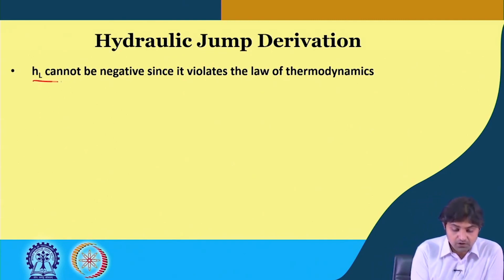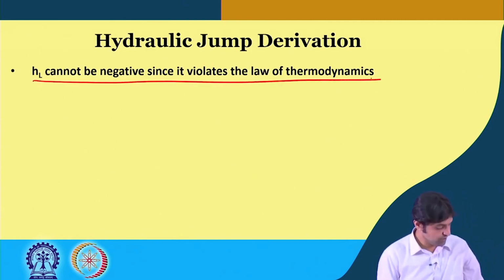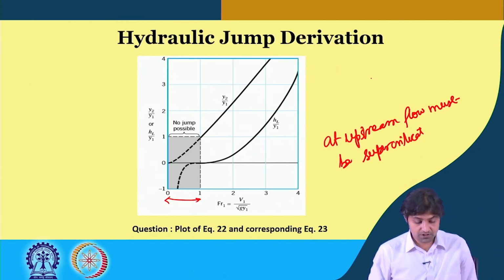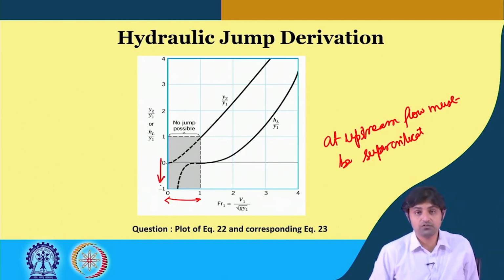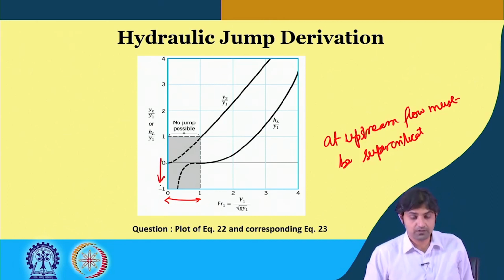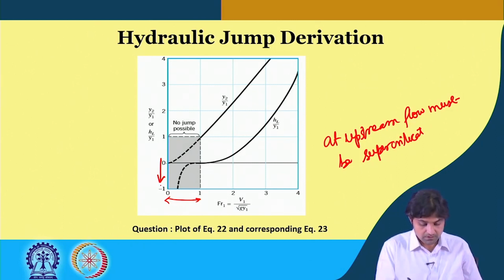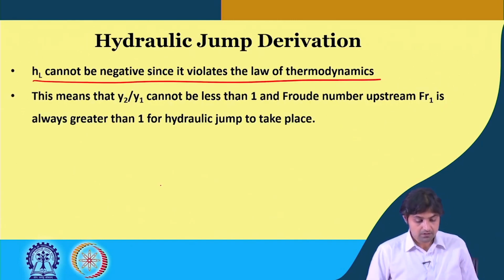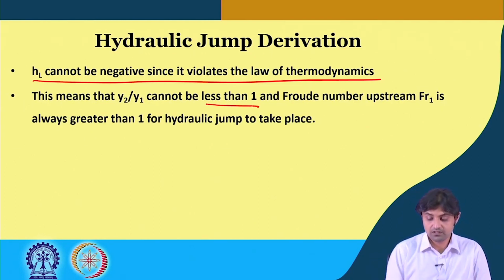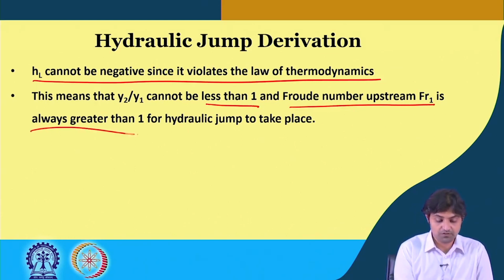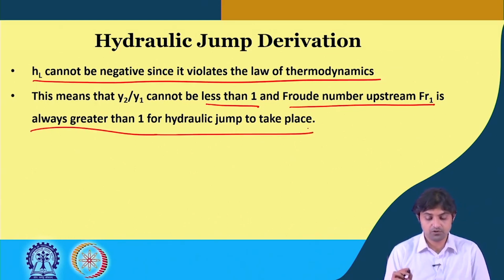So, head loss cannot be negative since it violates the law of thermodynamics. We go back to this equation, all right. So, this head loss cannot be below this because it violates the law of thermodynamics. So, this means y2 by y1 also cannot be less than 1, and therefore, the Froude number upstream Fr1 is always greater than 1 for hydraulic jump to occur.